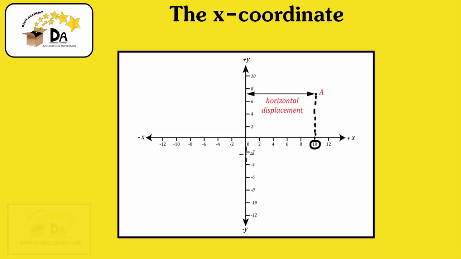And as you can see, 10 is the horizontal displacement of the point A from the vertical axis. And that's what this 10 represents, a horizontal displacement of 10 units. But anyway, just to determine the x-coordinate, just draw a vertical line down from the point to the x-axis and read off the value you hit.